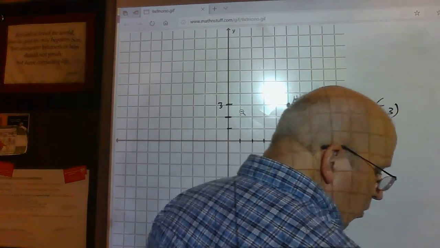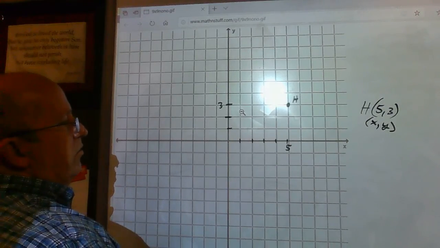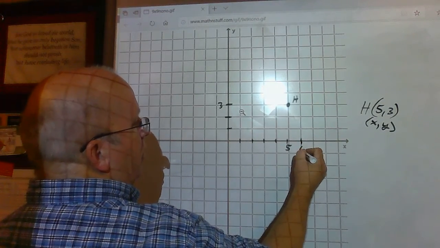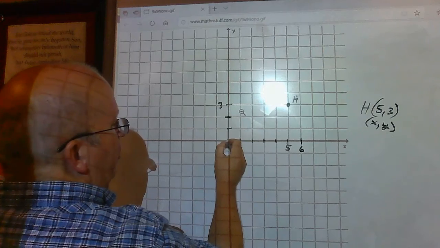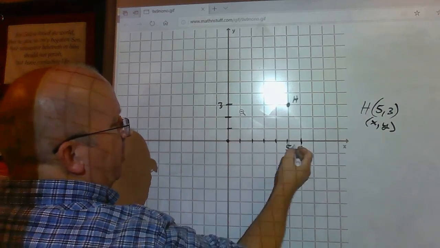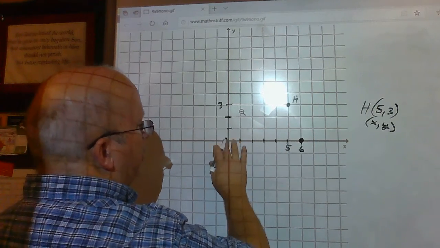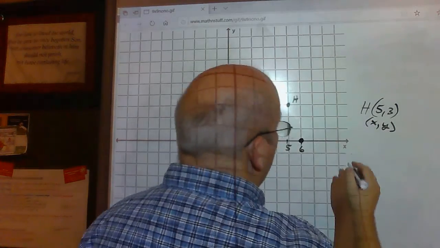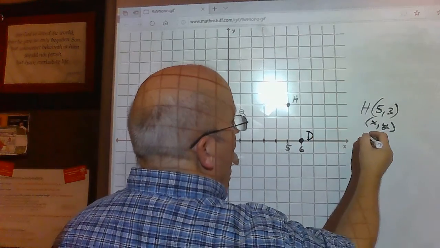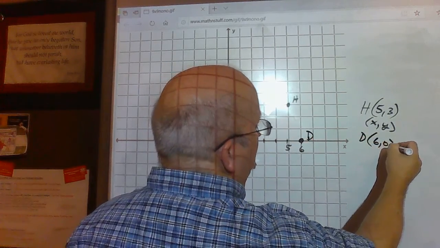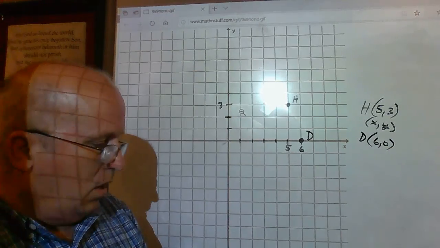Number 6, what about 6, 0? Well, this is 6 on the x-axis, and this is 0 on the y-axis. So 6, 0 would be this location, and we're supposed to put the letter D there. D is 6, 0. Okay?